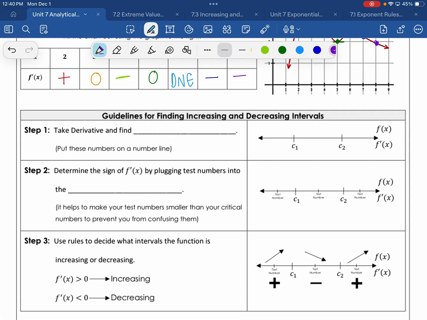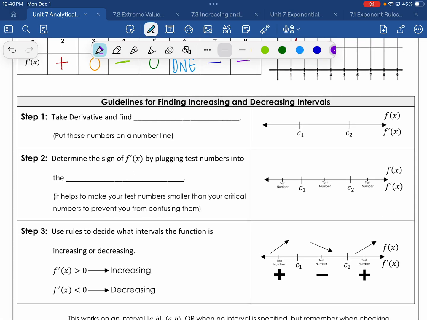Now, we did sign charts back in pre-cal when we solved inequalities. But you have to think about the purpose of the sign chart. The purpose of this sign chart is to figure out if the derivative is positive or negative, because if the derivative is positive, then I know my function is increasing. And if the derivative is negative, I know that the function is decreasing. The steps for the sign chart: first you take the derivative and find your critical numbers.